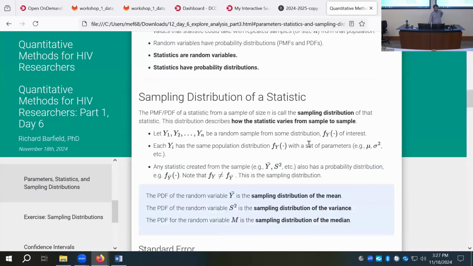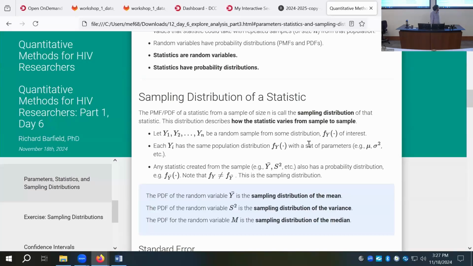So the PMF or PDF of a statistic from a sample of size n is called the sampling distribution of that statistic, and it describes how the statistic will vary from sample to sample. If y1 through yn are a random sample from some distribution, say a binomial or a normal, each yi has the same potential population distribution with some set of parameters. So any statistic created from that sample, say y bar, the sample mean, or s squared, the sample variance, will also have its own population distribution.